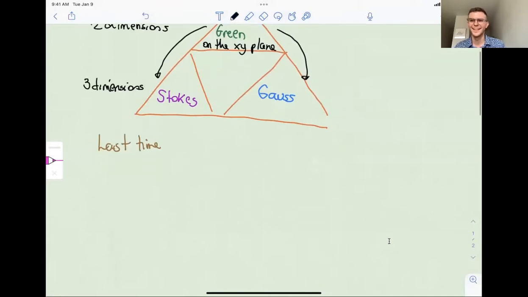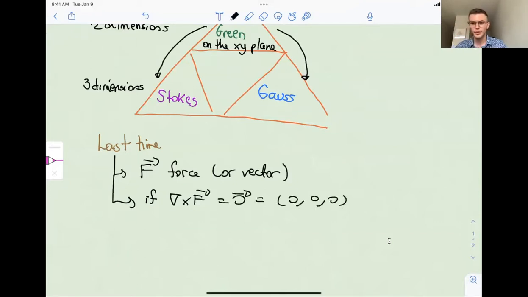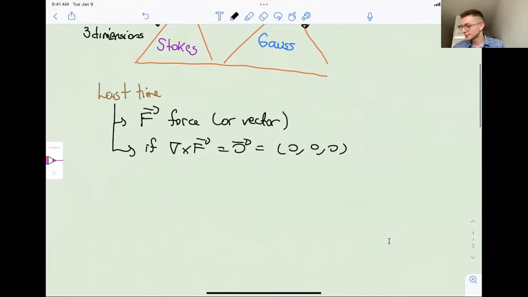So last time, we were talking about conservative forces, or vector fields. Remember that if we had a force F, a vector field, and the curl of F was vanishing, which means it was the vector 0, 0, 0, we said that then F was conservative.